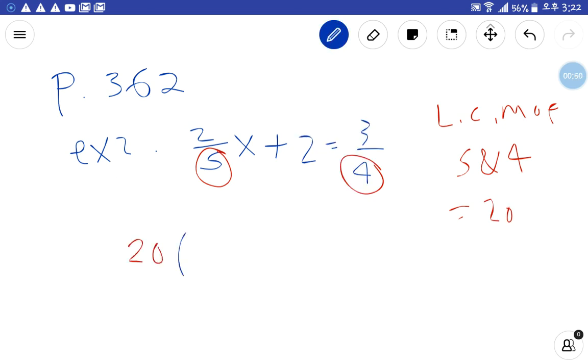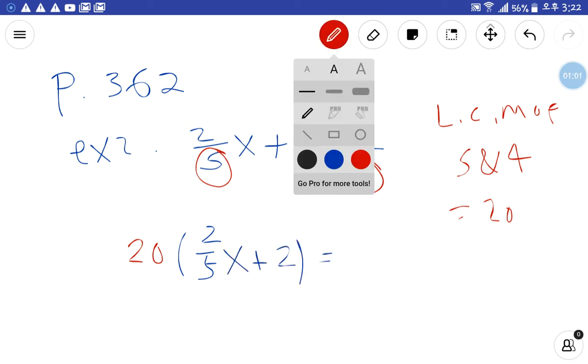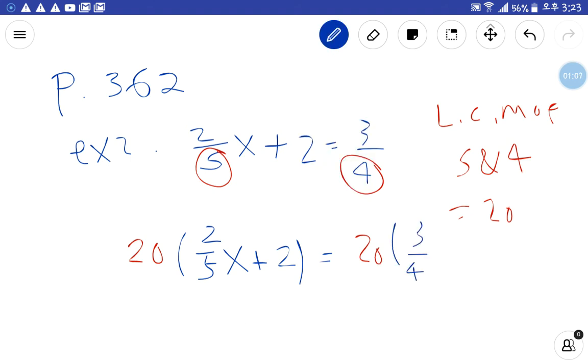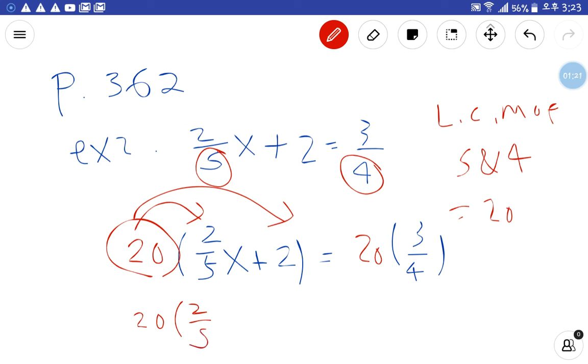Then you would have 2 over 5x plus 2 equals 20 times 3 over 4. Alright, so we have parentheses and we have two terms in it. What property do we have to apply here? Distributive property. So you would have 20 times 2 over 5x plus 20 times 2 equals 20 times 3/4.